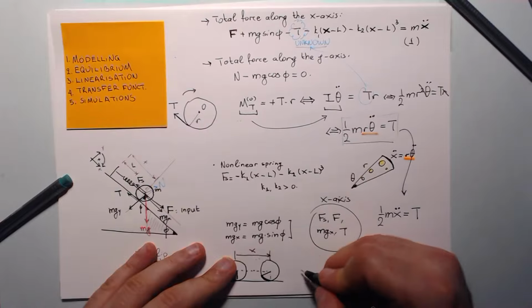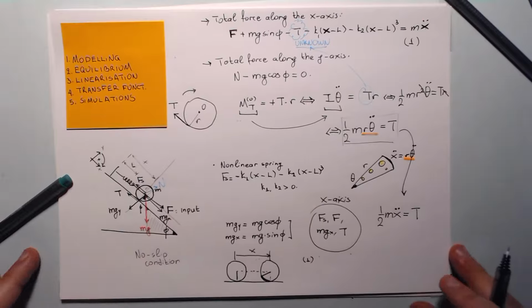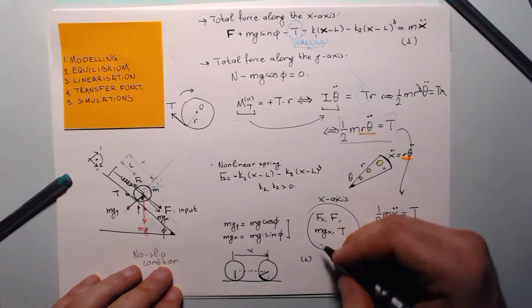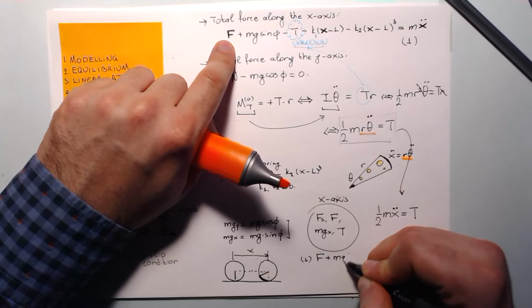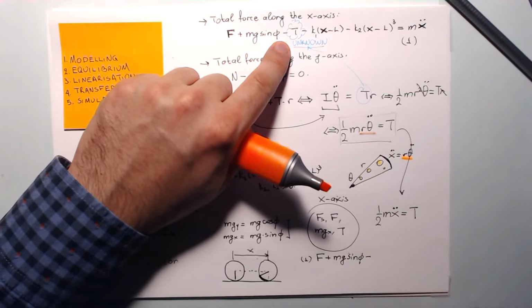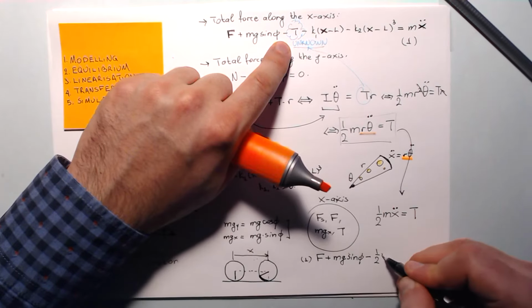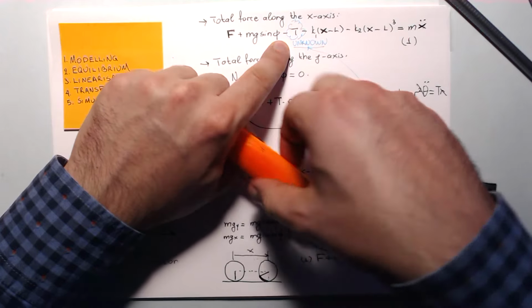And from equation number 1, there is just enough space down here to write our final equation. We have F, I'm copying from up here, so F plus mg sine phi minus 1/2 m x double dot. Where did that come from? Came from here.